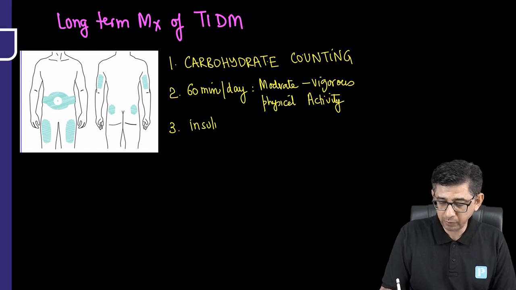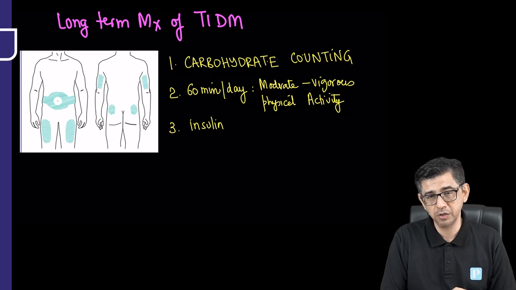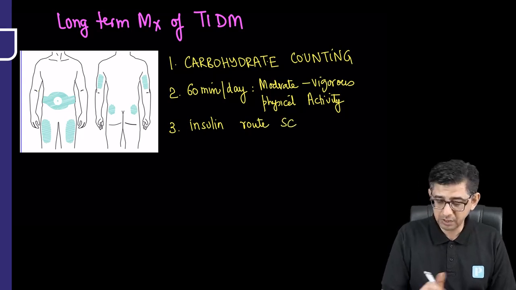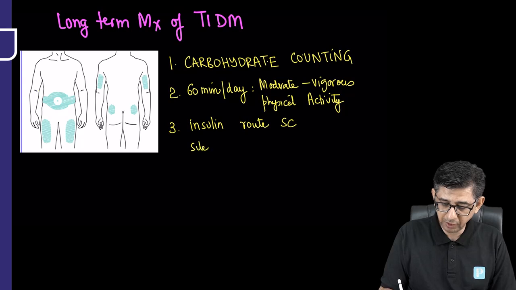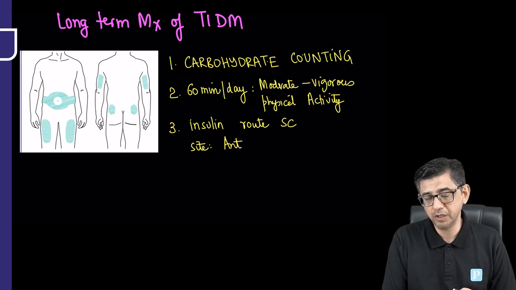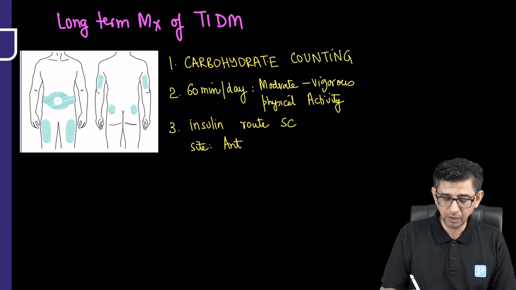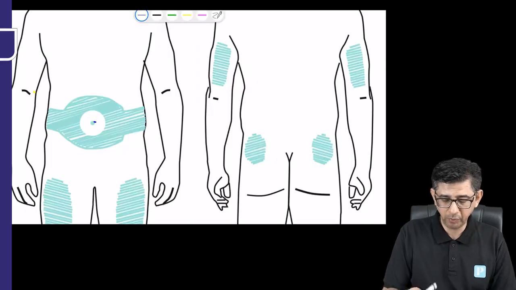The main treatment for type 1 diabetes mellitus would be injections of insulin. And what will be the route of administration of insulin? It will be subcutaneous. And what will be the site where the insulin will be injected? You can see from the figure itself that the site where we'll be giving insulin injections would be the anterior abdominal wall. You can imagine a circle of a radius of about 2 centimeters.